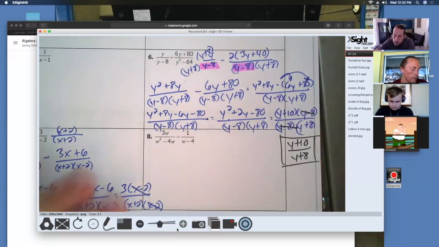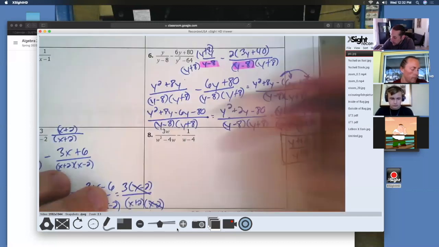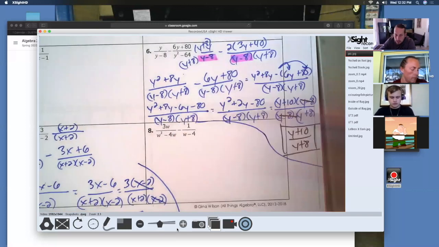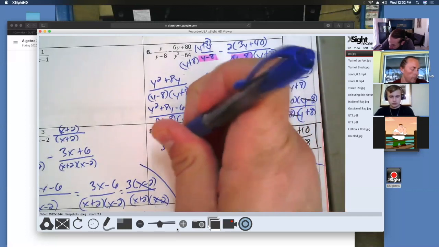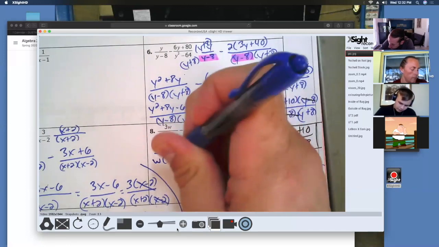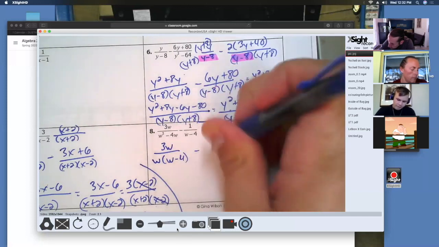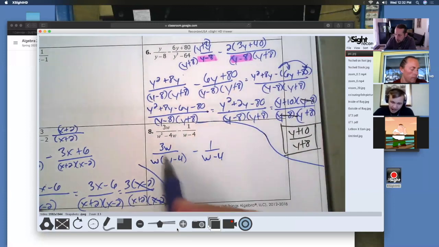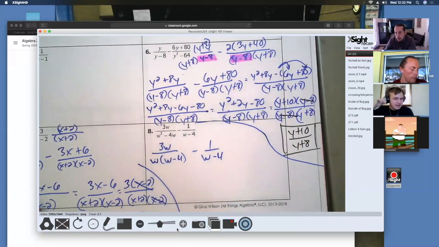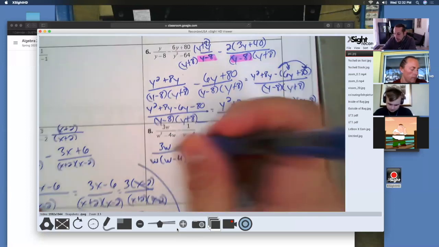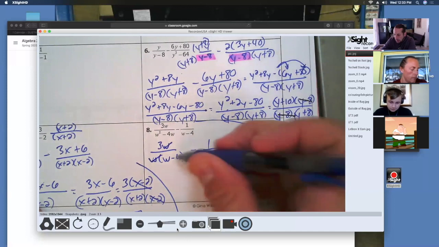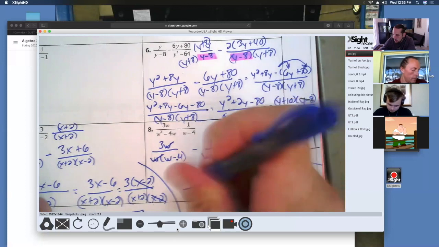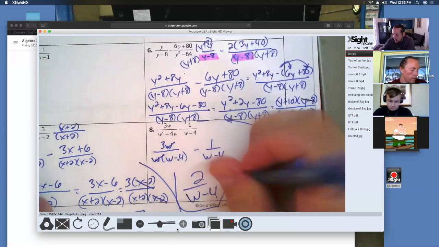Kind of another way to do this. Again, if you went through and did it that way, that's fine. But if I pull a W out of this denominator, so if I have 3W and then I pull a W out, I get W minus 4. Now, that kind of shows you what to multiply, but if you also realize that you can cancel those W's out, if I cancel those out, I already have common denominators, right? And now I can just do 3 minus 1, so I get 2 over W minus 4 as my answer.